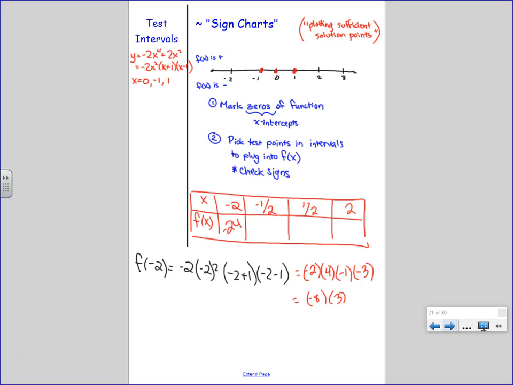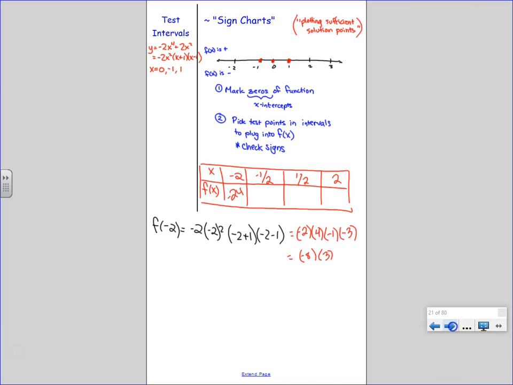Negative 24. Now, 1/2, that doesn't sound fun, but that's okay. Plug it into that factor form. And once again, our math facts are all broken up. So negative 2 times negative 1/2 squared times negative 1/2 plus 1 times negative 1/2 minus 1.